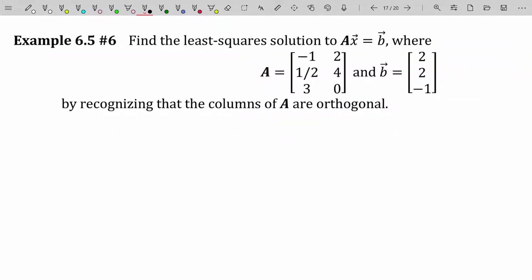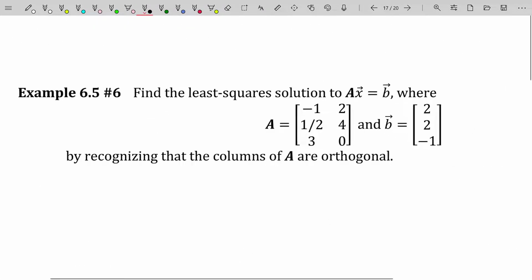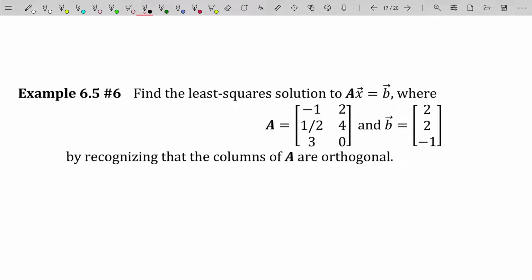Find the least squares solution to Ax equals b, where A is this matrix right here and b is (2, 2, -1), by recognizing that the columns of A are orthogonal. We have already found the least squares solution to this matrix equation a couple different times, I think, and it was pretty gnarly. They're not beautiful numbers. However, we did it, and it involved finding projections onto a subspace and all this other fun stuff.